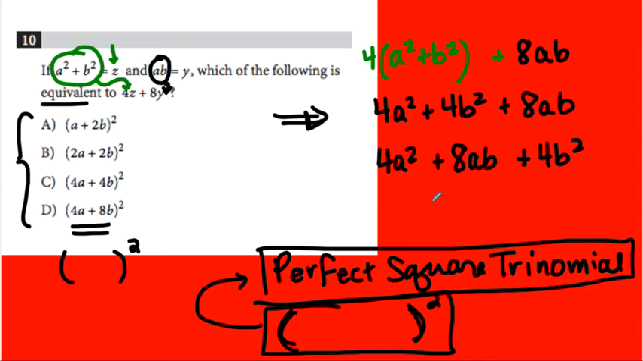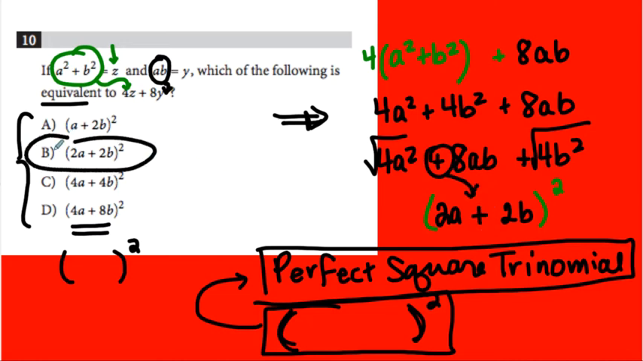It's a perfect square trinomial, so I know my result is going to be the square of a binomial. The pattern to factor perfect square trinomials is to take the square root of the first term, so 2a, take the square root of the last term, which is 2b, and take the sign of the middle term. So my answer would be B. That was a little bit more involved: you had to notice, you had to substitute, and then you had to know some algebra.